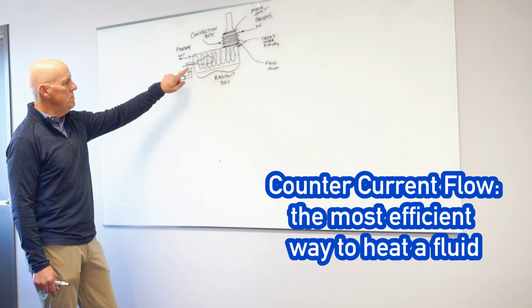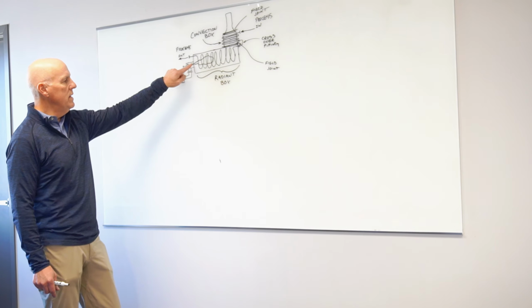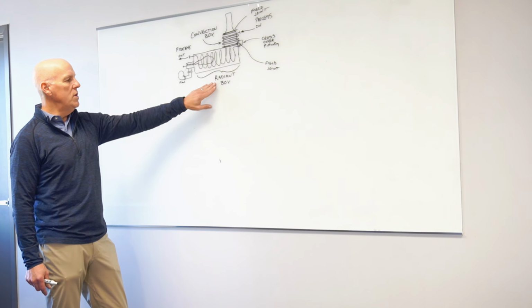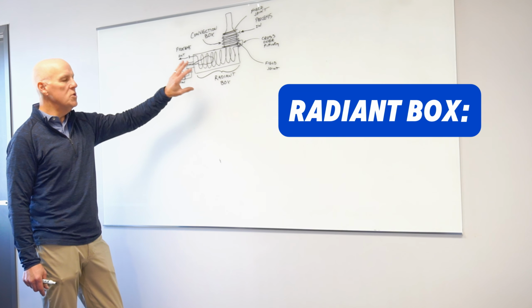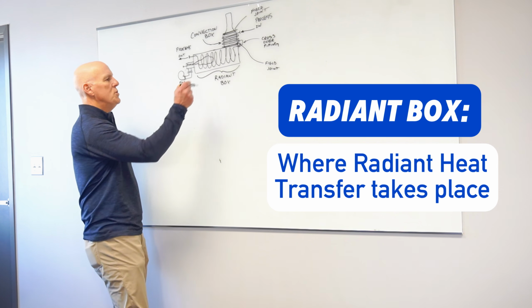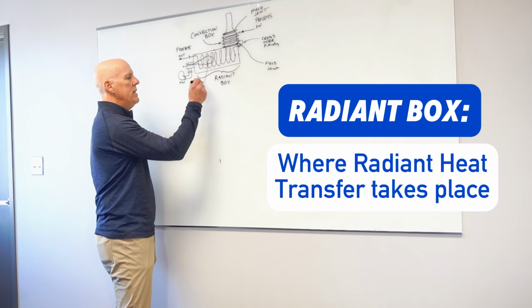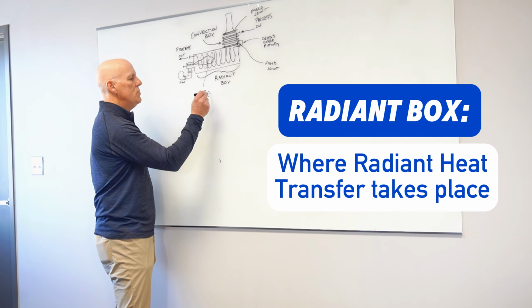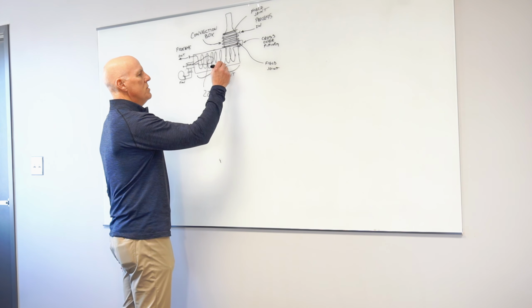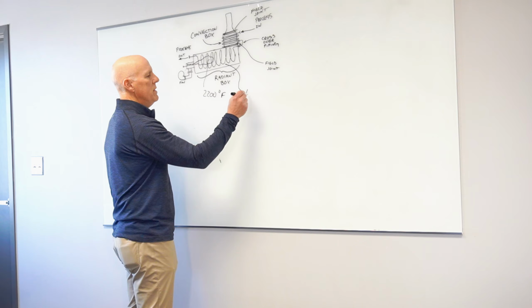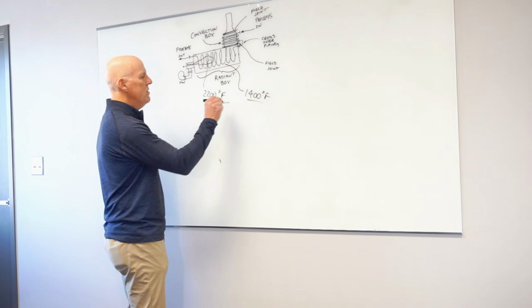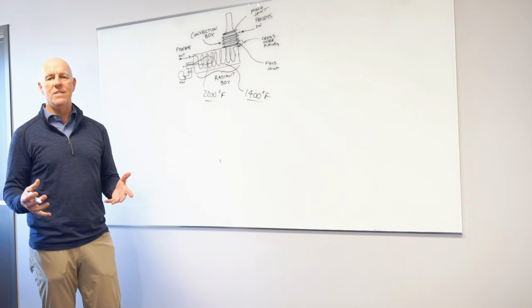So back to the beginning of the heater, I've got a burner. It's firing into this combustion chamber, which is known as the radiant box. This is where radiant heat transfer takes place. A typical temperature in here, a high temperature might be somewhere like 2200 degrees in that flame zone. Outside of the flame zone, it can be quite a bit cooler. Maybe it's 1400 degrees. But either way, that's a really high temperature.